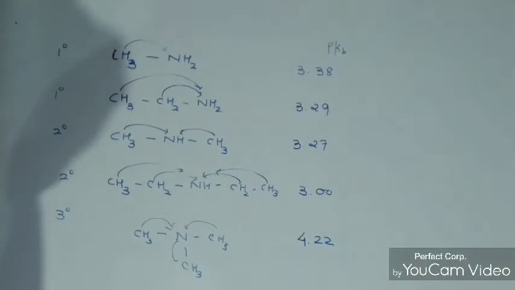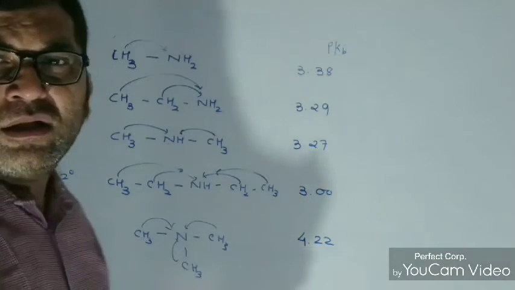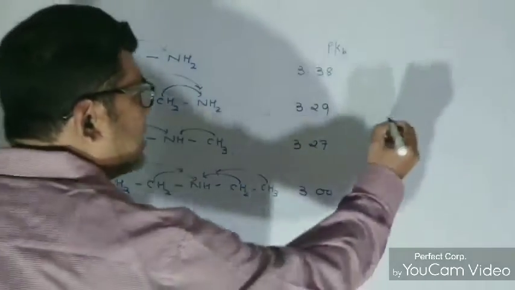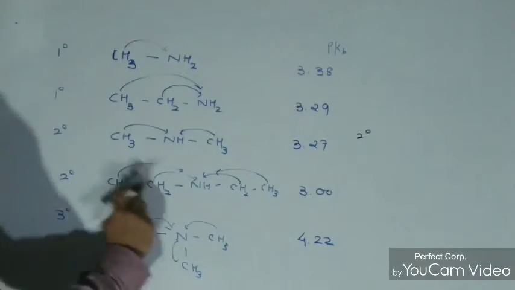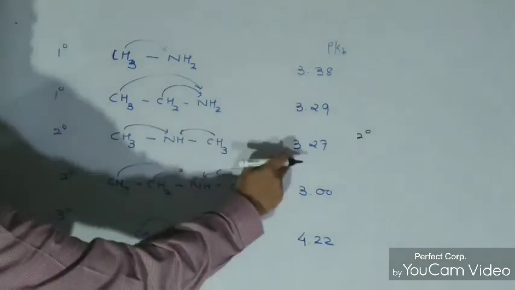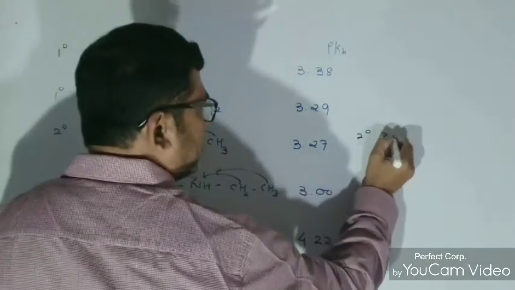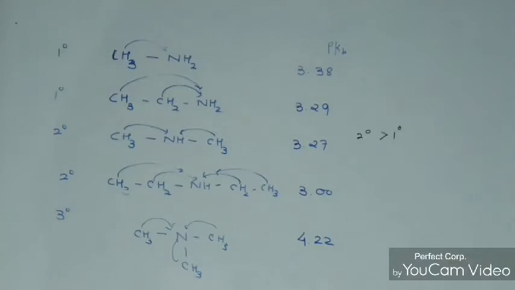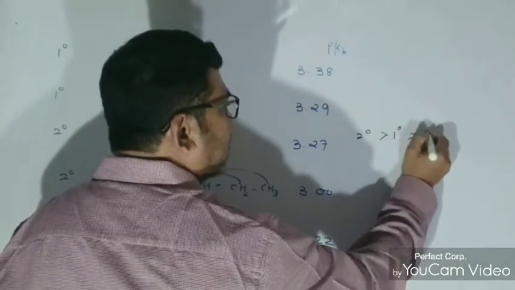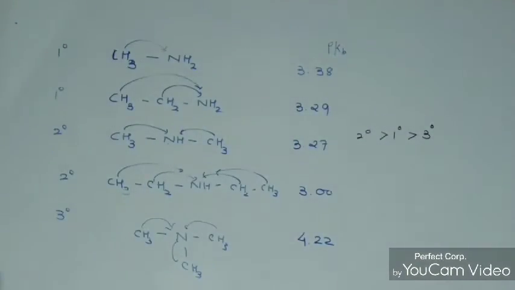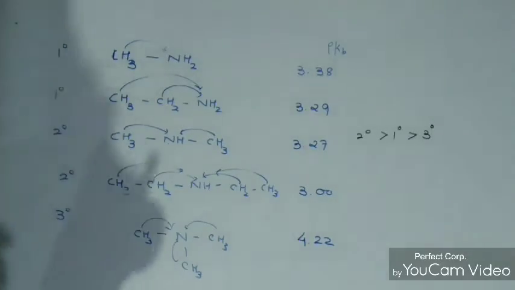So what should be our conclusion? I am making the conclusion like this. The basicity of the secondary amine is higher than the primary amine, and the basicity of the primary amine is higher than the tertiary amine. So tertiary amine should be last. Actually it should be like this.